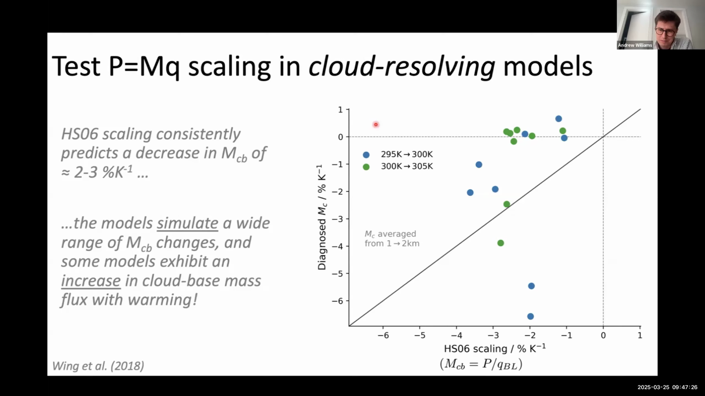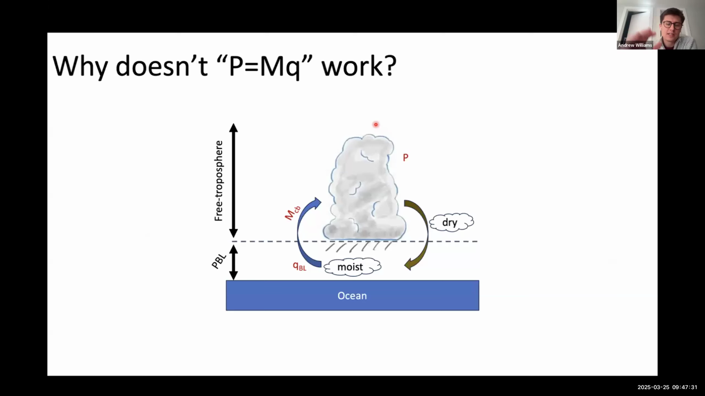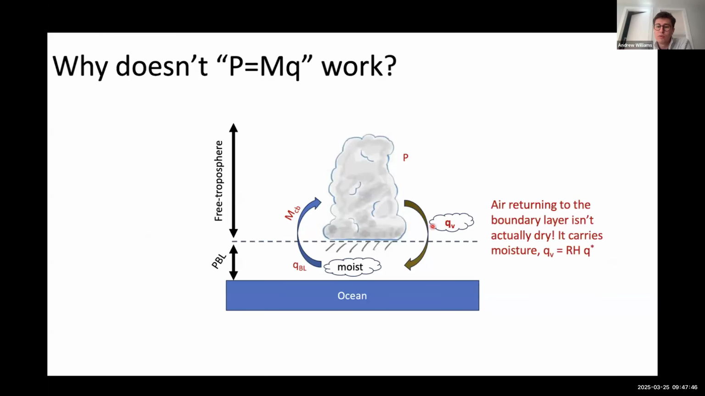So what went wrong? This all seemed pretty straightforward so far. Let's go back to this conceptual model. We had parcels of air being moistened, carrying the moisture up, the moisture becomes precipitation, and the parcel returns dry. Now, the key addition, the thing that's missing here, is that these parcels actually don't return dry. When these parcels of air return to the boundary layer, they're still carrying some moisture with them. And so precipitation is actually the flux of moisture into the free troposphere minus the flux of moisture out of the free troposphere.